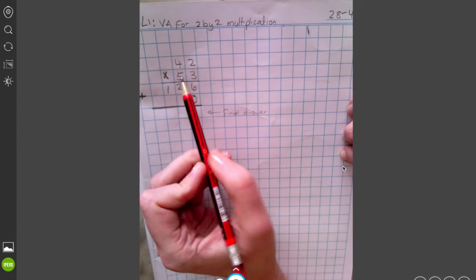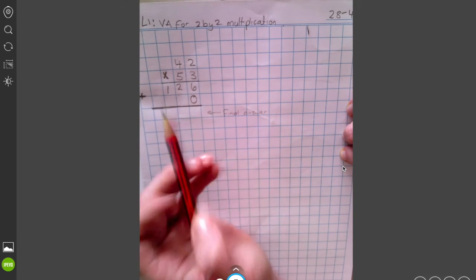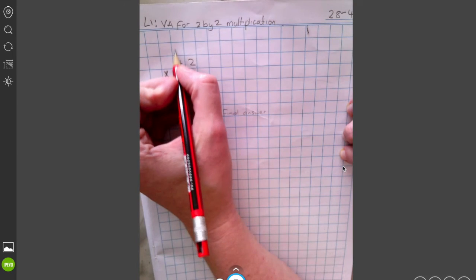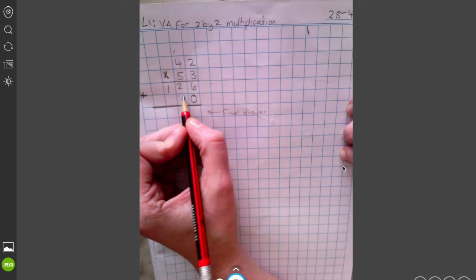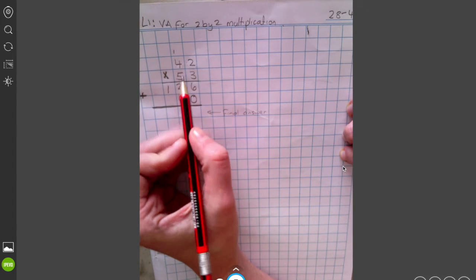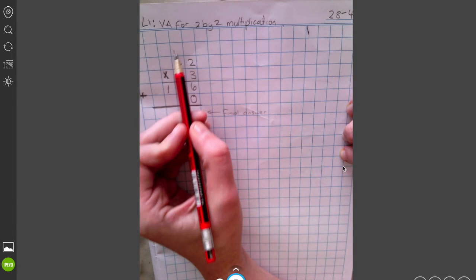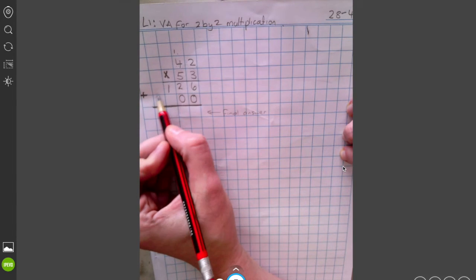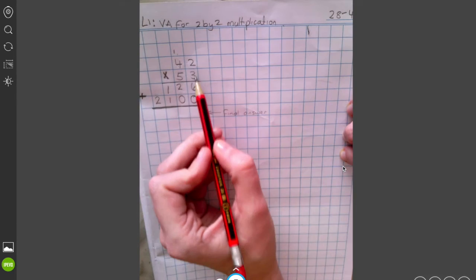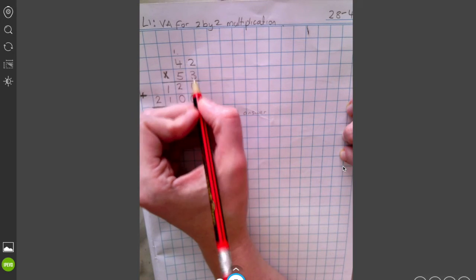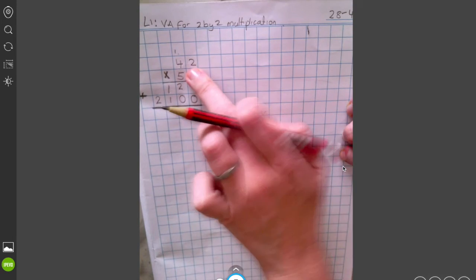So 5 times 2 is 10. So I'm going to put down the 1, and I'm going to put down the 0 here. And then we're going to do 5 times 4 is 20, plus 1 is 21. So that's the answer. So basically I've done 2 multiplications. I've done one with the 3, went to the 2 and then to the 4. Then I ignored the 3 and I did the 5 to the 2 and 5 to the 4.